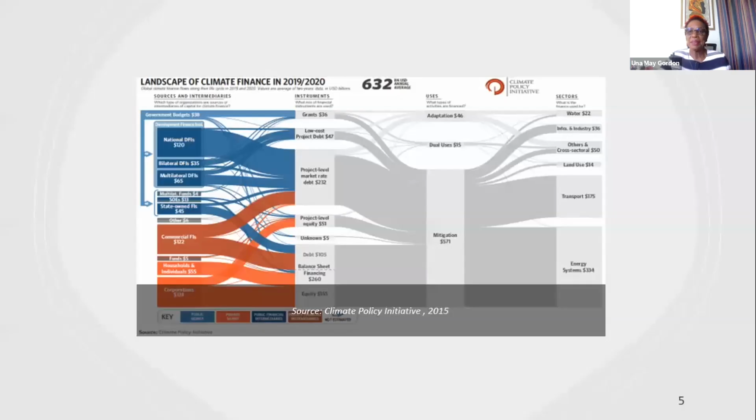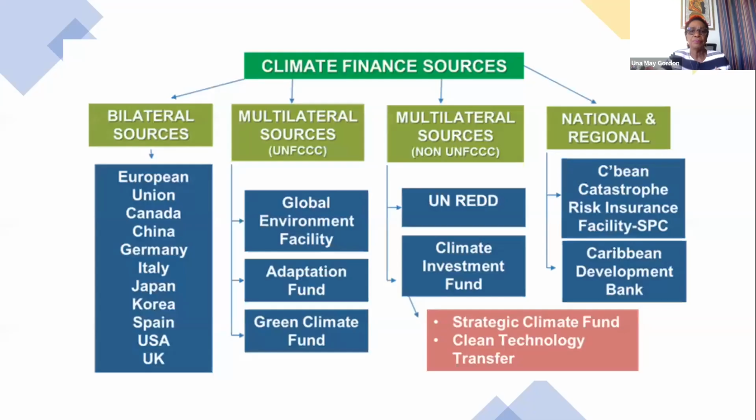I like this slide because it shows the complexity of the architecture. This was put together by the Climate Policy Initiative. Every 2 years, CPI puts out this spider web, as we call it, to show the world what the landscape looks like. This one was produced in 2019-2020. The one for 2021-22 is being constructed and should be available for COP.